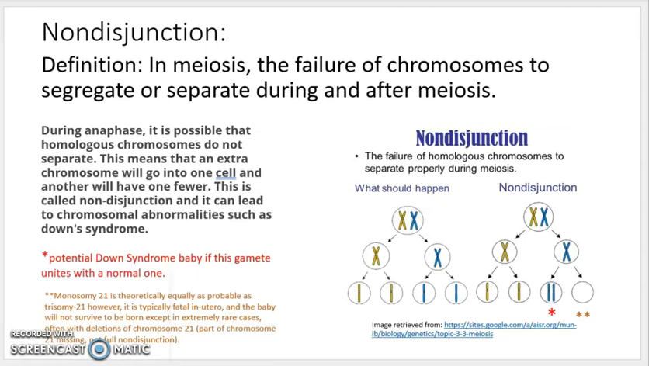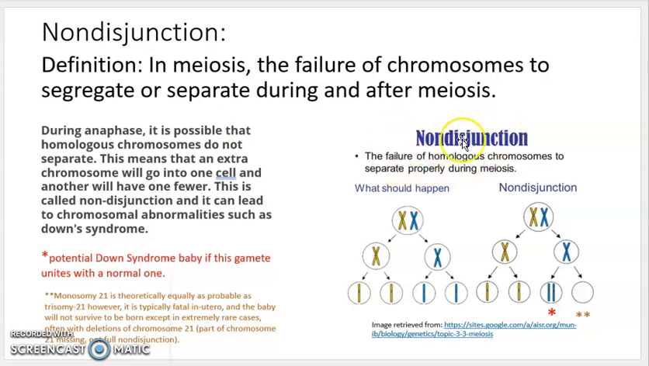What is non-disjunction? Non-disjunction is the failure of chromosomes to segregate or separate during and after meiosis. During anaphase, it is possible that the homologous chromosomes do not separate. This means that an extra chromosome will go into one cell and another will have one fewer. This is called non-disjunction, and it can lead to chromosomal abnormalities such as Down syndrome.